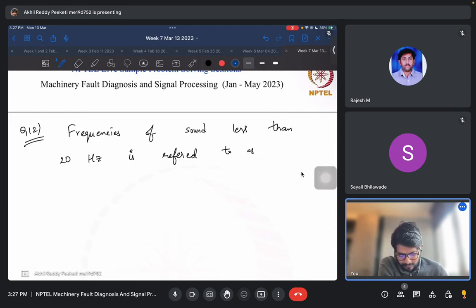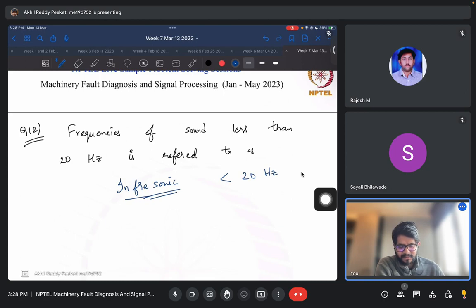Now, what are sound frequencies less than 20 hertz called? Basically, below the frequency which we can hear, what is that sound called? It has a special name. What is that? Sounds less than 20 hertz are called infrasonic. Okay, so any sound with frequency less than 20 hertz is called infrasonic.